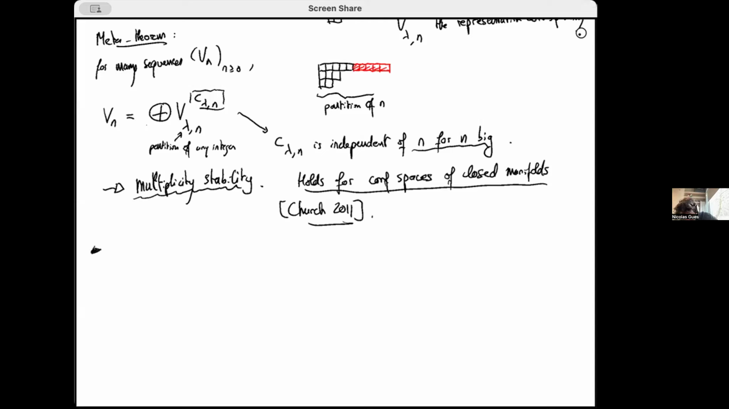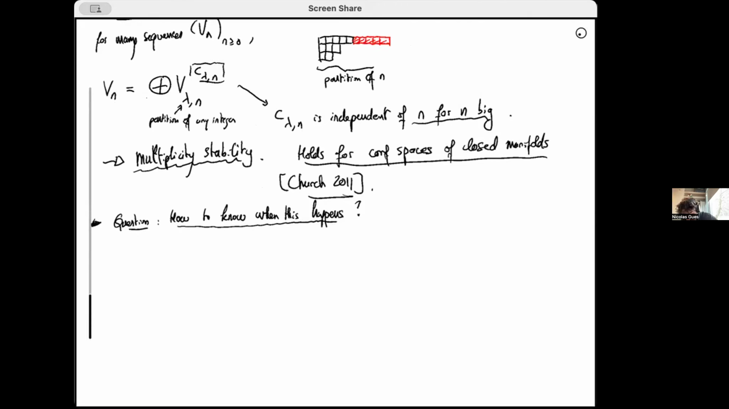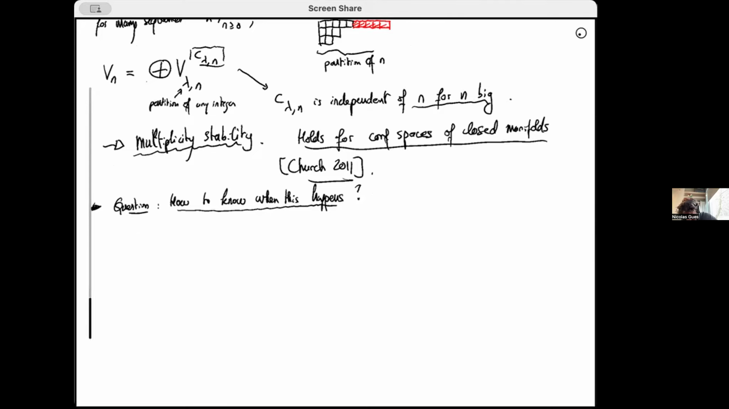So a natural question is how you can get this kind of stabilization theorem. How to know when this happens. And so Church and Farb and Ellenberg happened to find a very nice characterization of this, which is very combinatorial and reduces the study of all these multiplicities to the finite generation of a single object, which I'm going to introduce now.